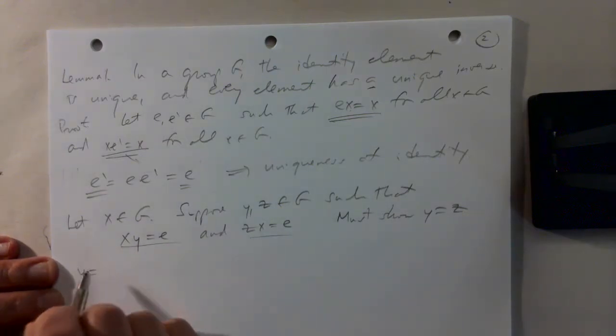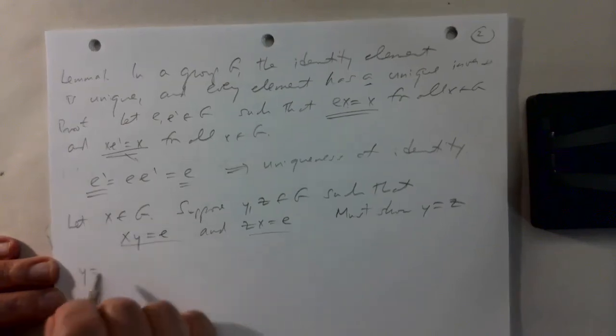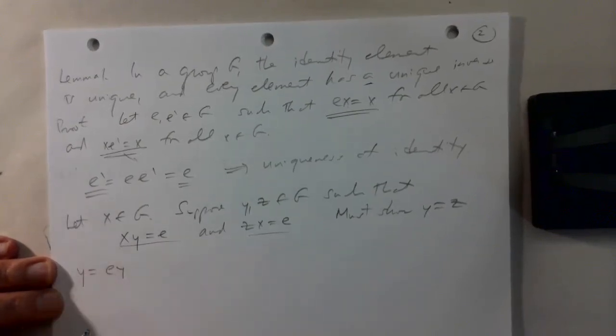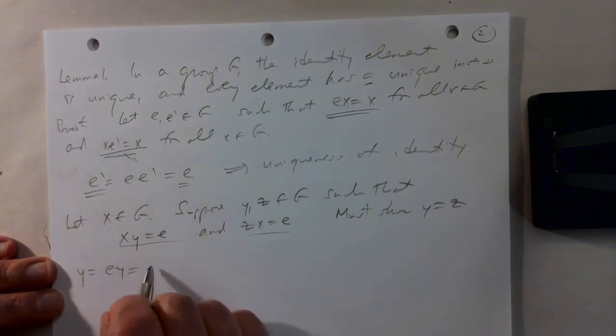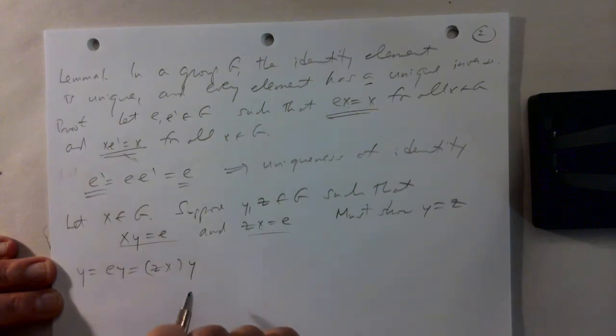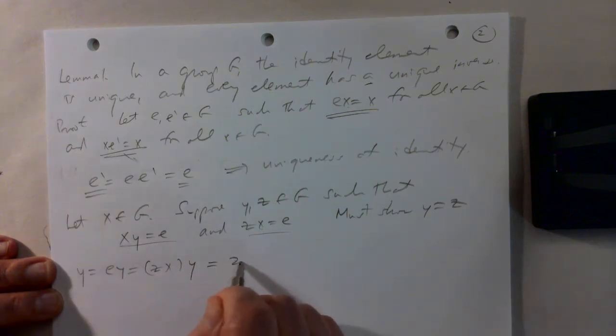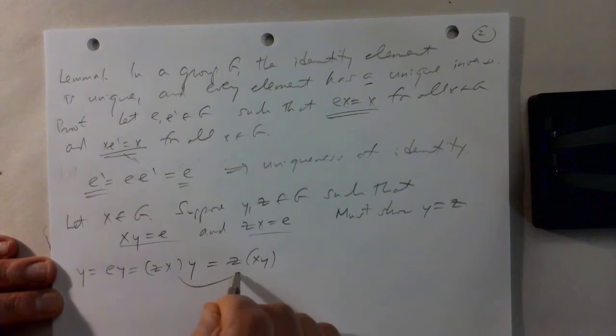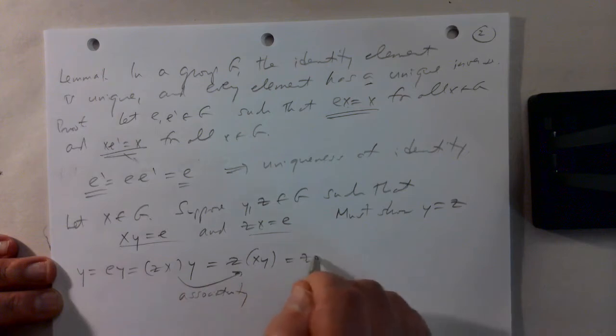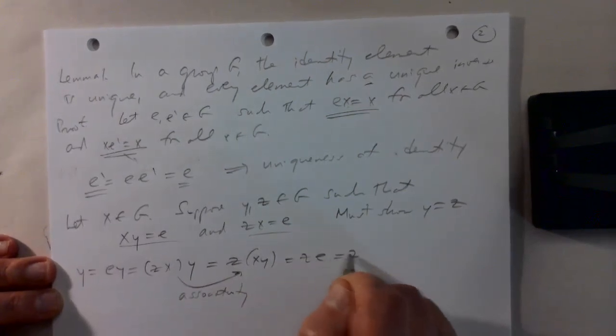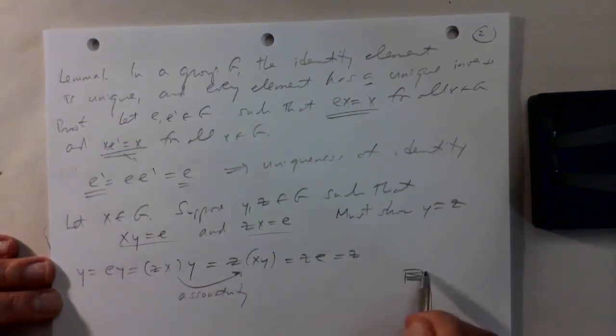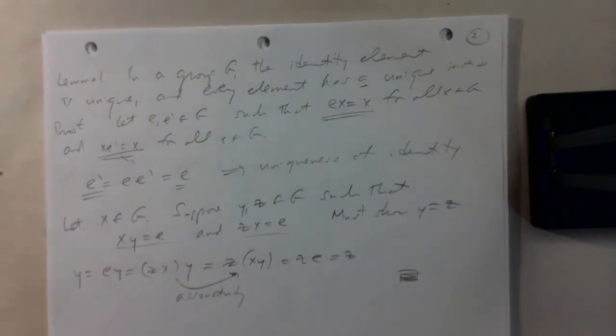So Y, of course, if you multiply Y by the identity, it's Y. But we can write E as Z times X. And by associativity, this is Z times XY. But XY is equal to E. And Z times E is Z. So Y equals Z. And that is the end of the proof.